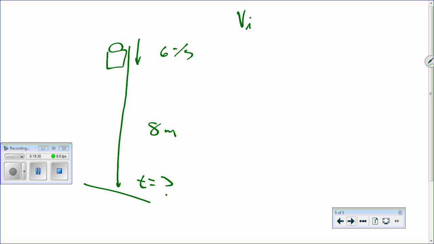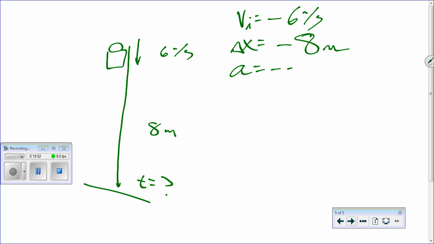So here's what I know. My initial velocity is -6 meters a second. Right? What does the 8 meters represent? Displacement. What do I need to do with it? Negative, because it's going to go down 8 meters. I know one other thing and only one other thing. Acceleration is -9.8 meters a second squared. We are looking for time. Is the final velocity 0?